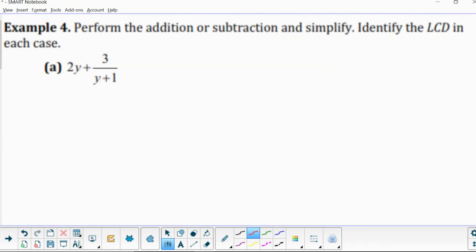So now we're really going to mix things up and see how we do here. So we've got a 2y plus 3 over y plus 1. So obviously we're missing the y plus 1 right here. So we've got to multiply the top and the bottom by y plus 1.